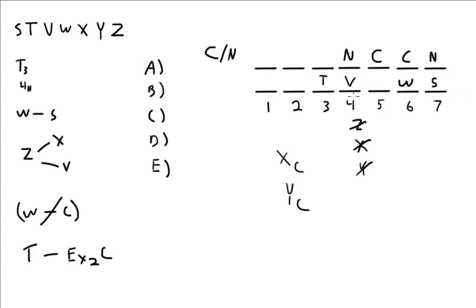So with that inference in mind, let's just take a look at our answer choices. And immediately we look at A, and it says that V confesses. And we know that can't be true, because V is here in position 4, V must be a non-confessor. And A is our answer choice.